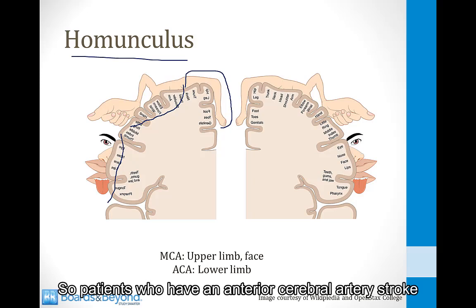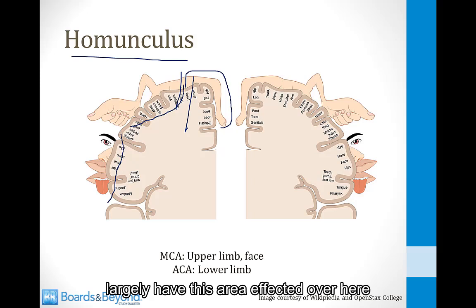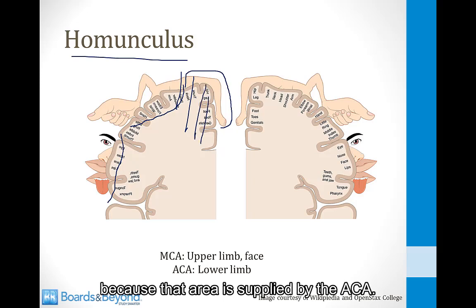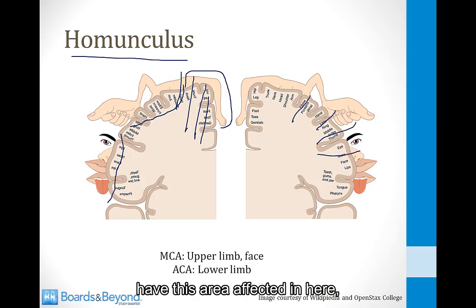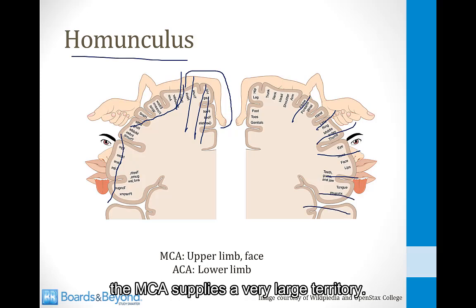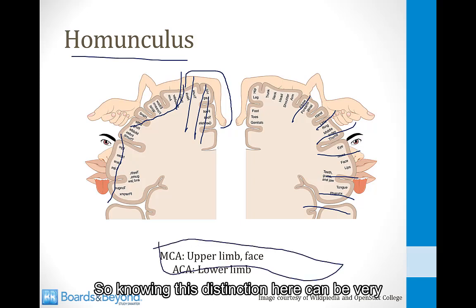So patients who have an anterior cerebral artery stroke largely have this area affected over here because that area is supplied by the ACA. So those patients will have predominantly leg and lower limb symptoms. On the other hand, patients who have an MCA stroke have this area affected in here. The MCA supplies a very large territory, and it affects the hands and the face much more than it affects the legs. So knowing this distinction here can be very helpful clinically and on your board exams in sorting out stroke syndromes.